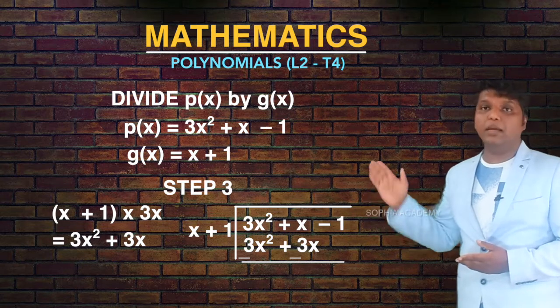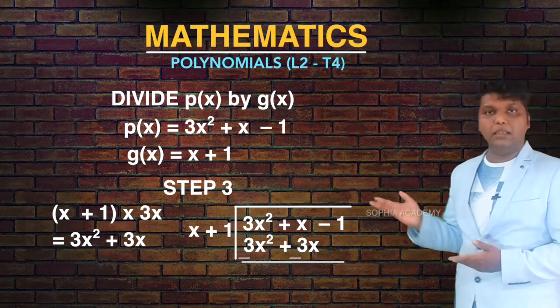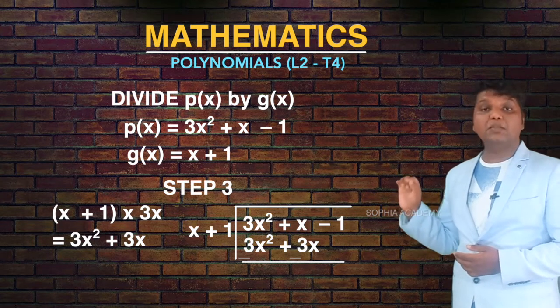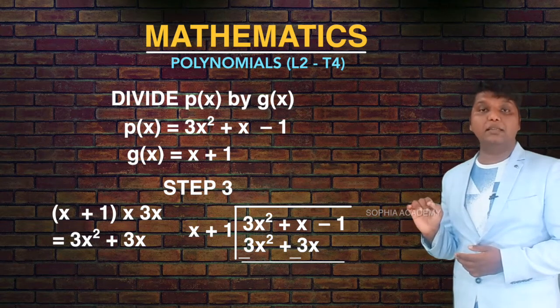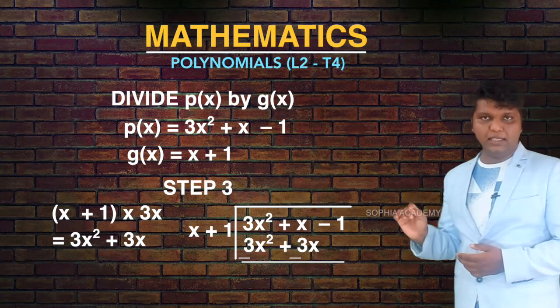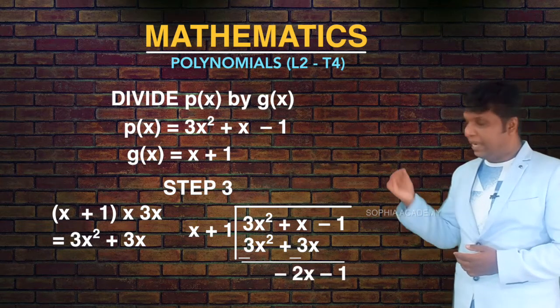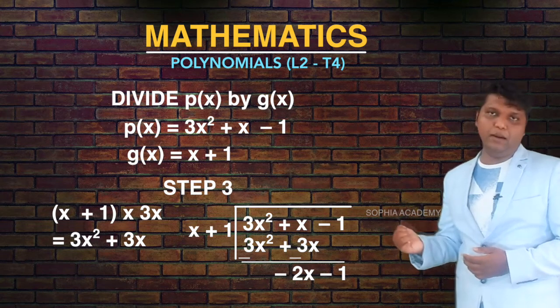3x square and 3x square. When you are subtracting them you will get 0. What's the next term? x and 3x. x minus 3x. What is x minus 3x? x means 1x. 1x minus 3x is minus 2x. So you will write minus 2x. Next number you will bring it down. It is minus 1. Okay.